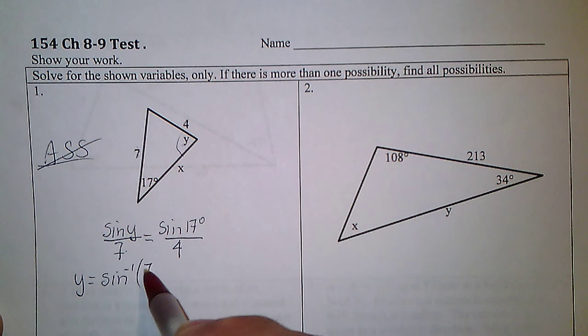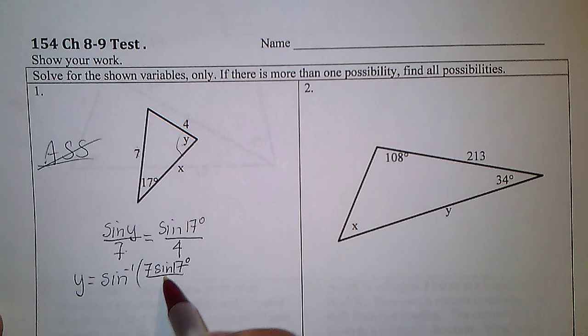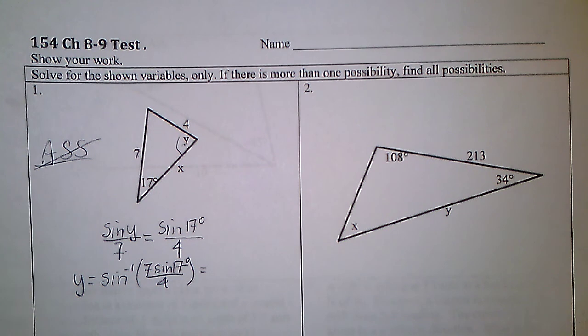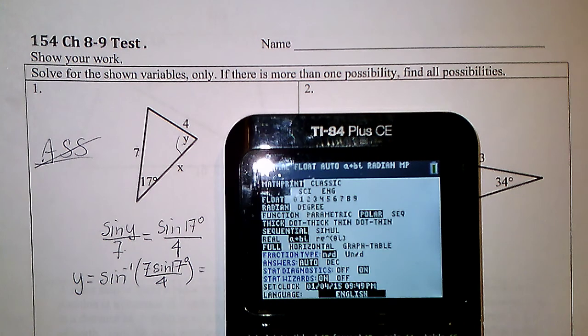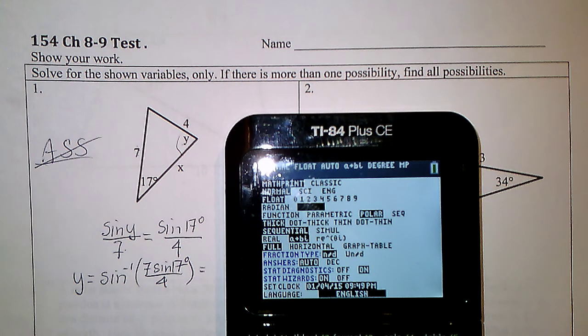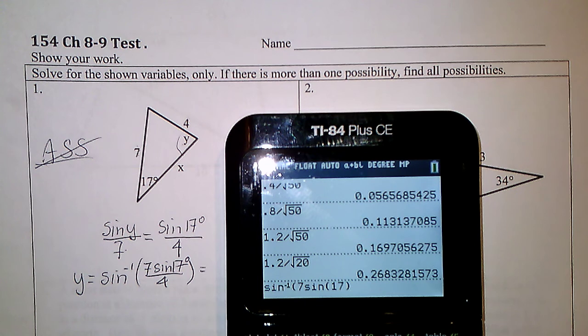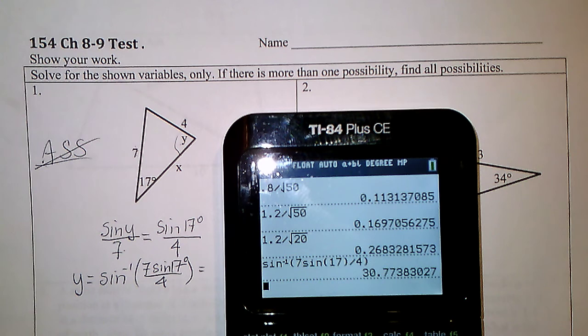inverse of 7 sine 17 degrees over 4, which is, make sure I'm in degrees. Sine inverse of 7 sine 17 degrees divided by 4, 30.77.